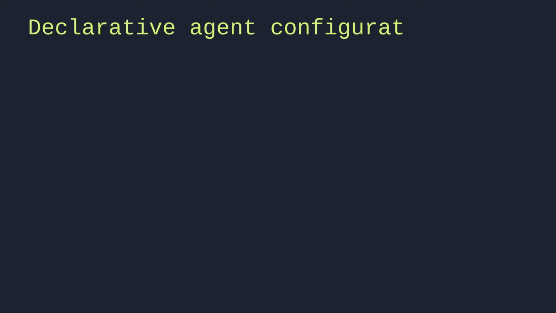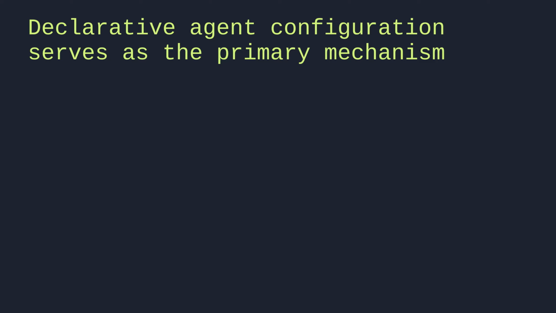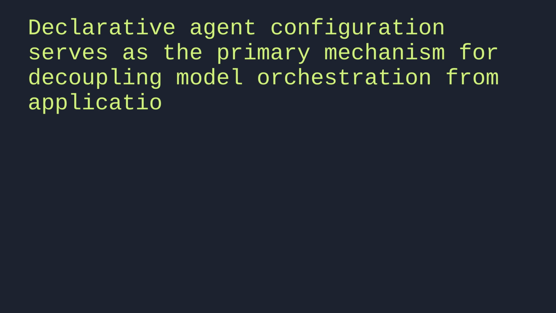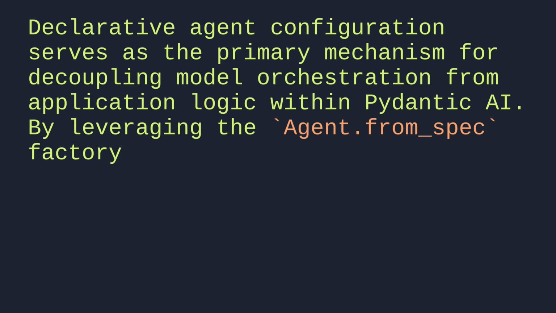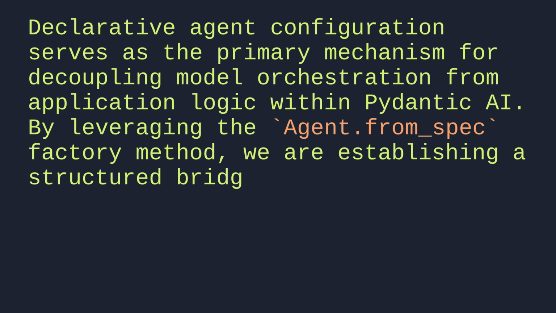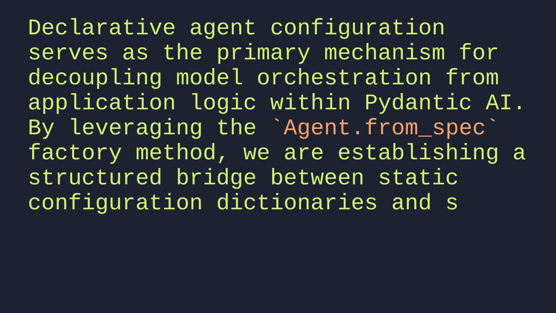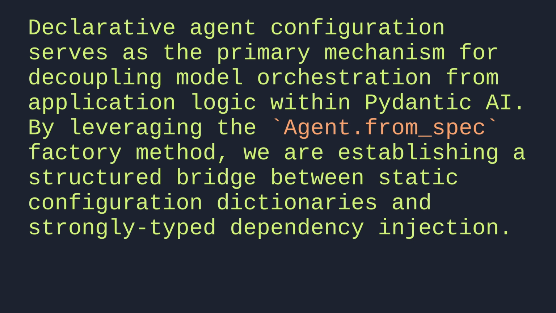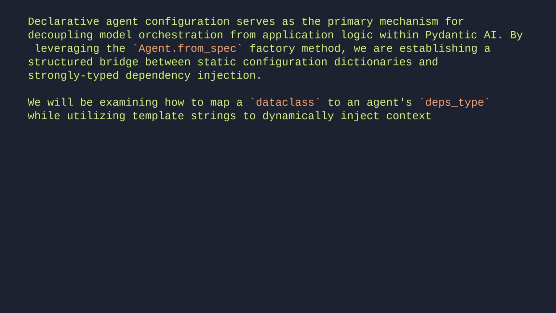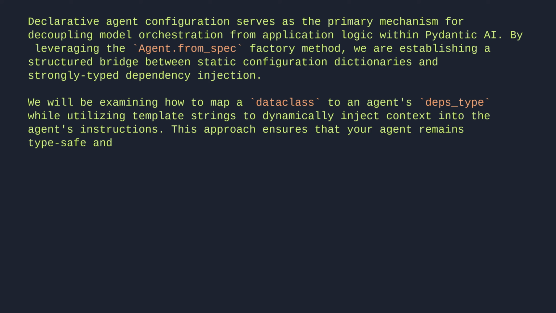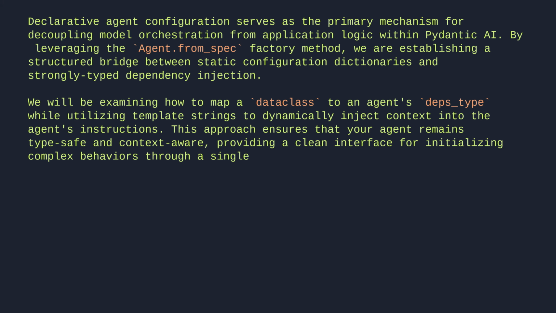Declarative agent configuration serves as the primary mechanism for decoupling model orchestration from application logic within Pydantic AI. By leveraging the agent from spec factory method, we are establishing a structured bridge between static configuration dictionaries and strongly typed dependency injection. We will be examining how to map a data class to an agent's depth type, while utilizing template strings to dynamically inject context into the agent's instructions. This approach ensures that your agent remains type-safe and context-aware, providing a clean interface for initializing complex behaviors through a single dictionary definition.